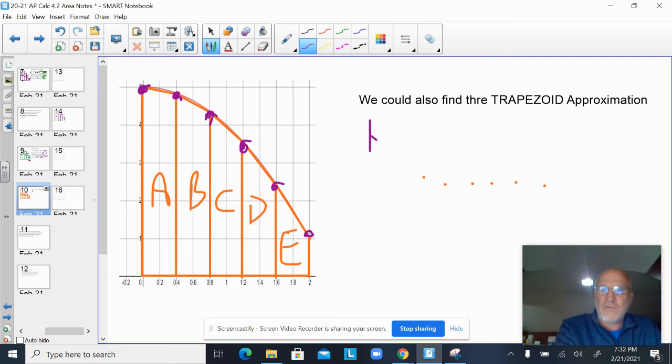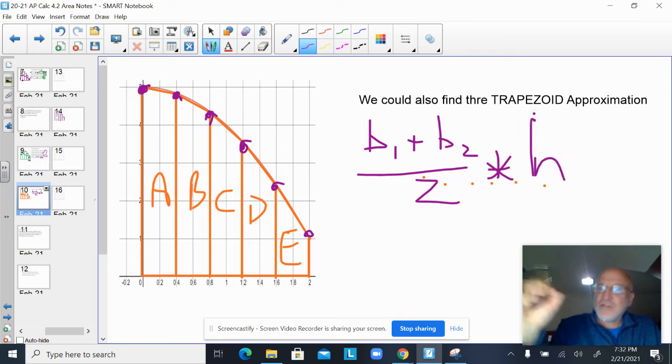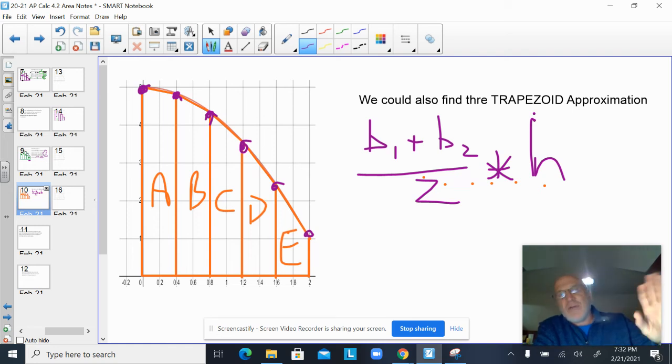I will remind you that the formula for the area of a trapezoid is this. The average of the bases times the height. So I decided not to make us do that. But we certainly could also use trapezoids. And the assignment we're going to have just has a left endpoint, right endpoint, and midpoint.